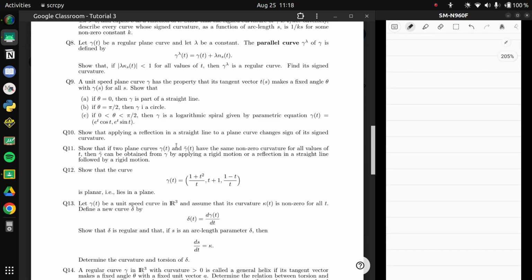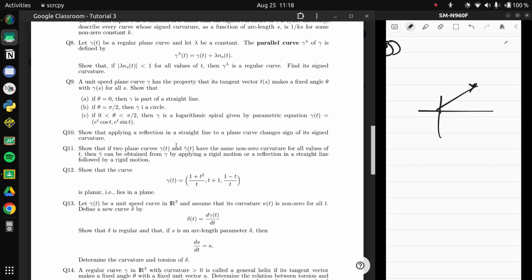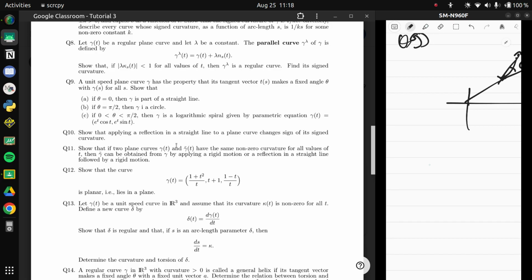Wait, with gamma s. So gamma s is like, this is, let's say, your origin. You have this as a thing. This is your gamma s, and it makes a fixed angle theta, right? This is your tangent vector, right? Oh, so this is where complex numbers come in.